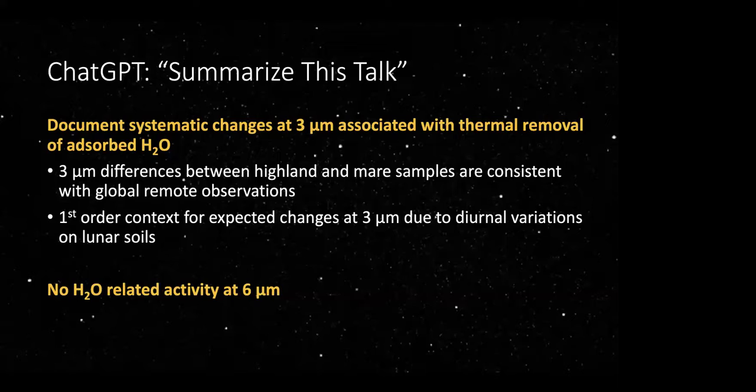And these are, to first order, great examples of what we might expect to see in the 3 micron region due to diurnal variations on the lunar soils, especially once we get data back from Lunar Trailblazer, which will be taking repeated targeted observations to look at specifically these changes in water content or the strength of the 3 micron feature. And unfortunately, and very interestingly, we aren't seeing any water-related activity at 6 microns, despite having water present in our system. So I think I'll end it there, and I'm happy to take any questions and chat further. So thank you.